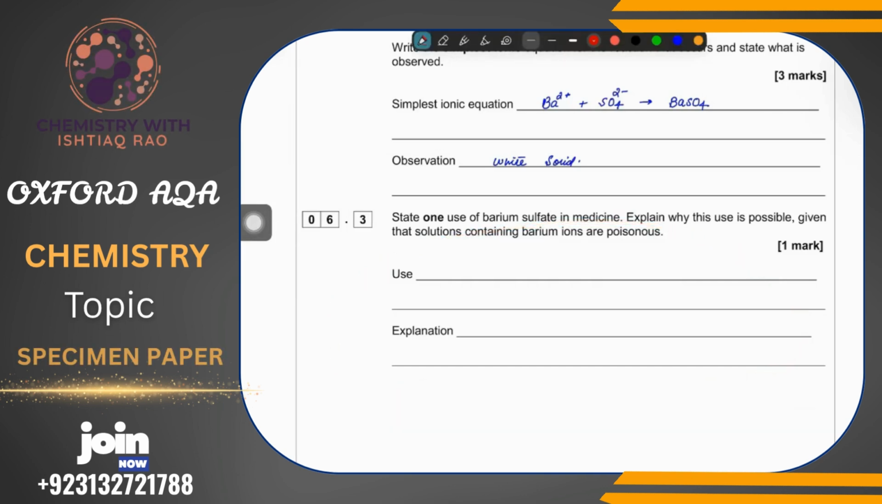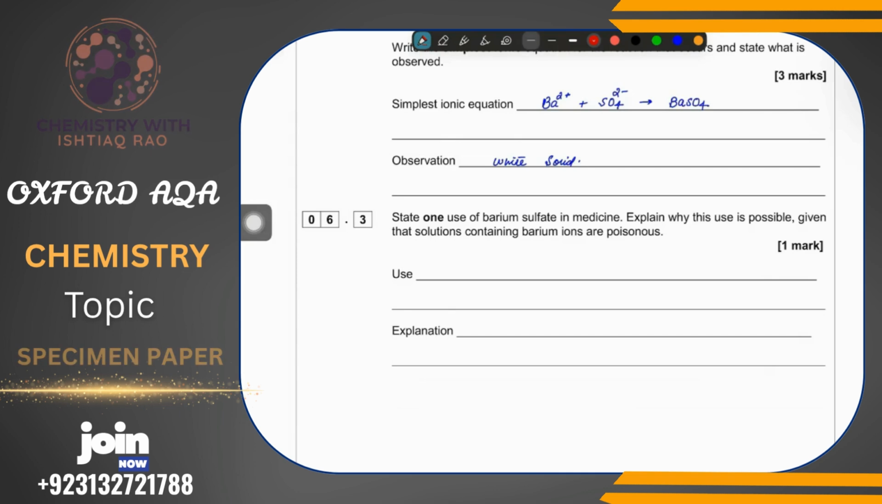State one use of barium sulfate in medicine. Explain why this use is possible given that solutions containing barium ions are poisonous. If you remember when I was telling you about X-rays, X-ray is used to identify bone breakage. But what if I were doing an X-ray for the soft tissues? I told you that you have to take the barium. The thing would be visible in the presence of barium.